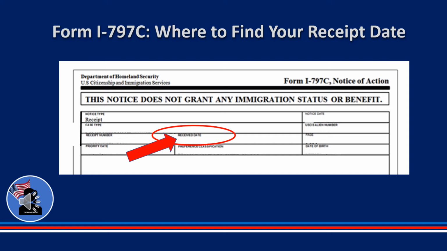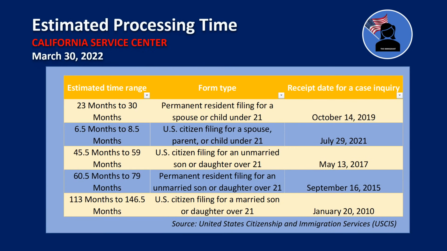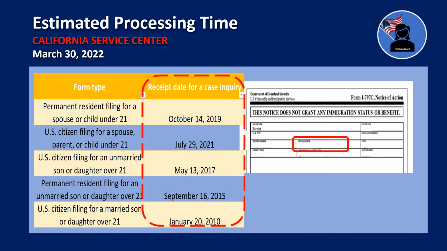What you are about to see are the processing times at the different service centers as of March 30, 2022. Here is the processing time at the California Service Center. If you submitted your form to the California Service Center, and the receipt date in your Form I-797 is before the dates shown here, and you haven't received anything yet from USCIS, you may submit an outside normal time service request online in the USCIS website.